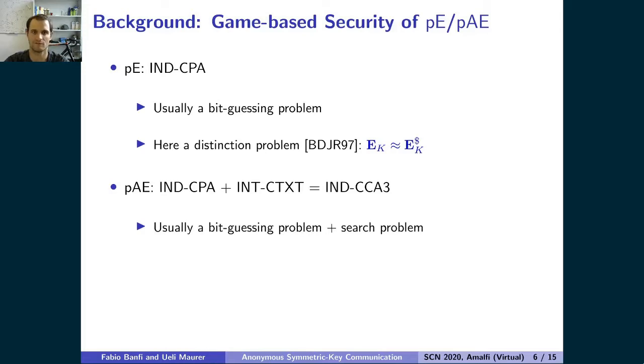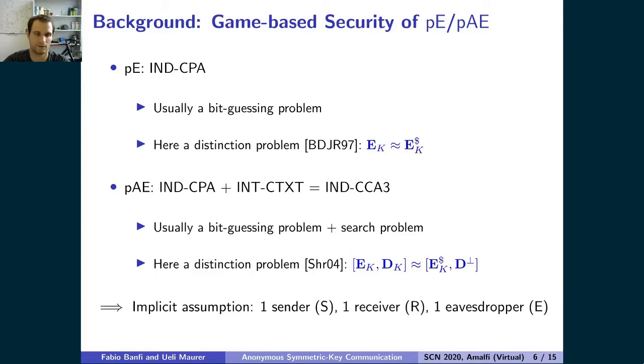These two notions can be defined separately as a bit guessing problem plus a search problem, and the unified notion of IND-CCA3, which was introduced by Shrimpton, can be also modeled as a single distinction problem, namely the distinction problem between an encryption system and a decryption system, and a fake encryption system and a fake decryption system. And the implicit assumption in such definitions is that the setting where such a scheme should be used is the setting where there is one sender, one receiver, and one eavesdropper.